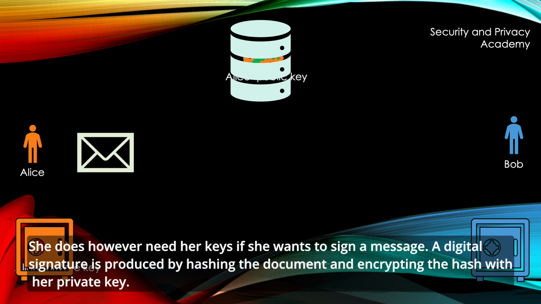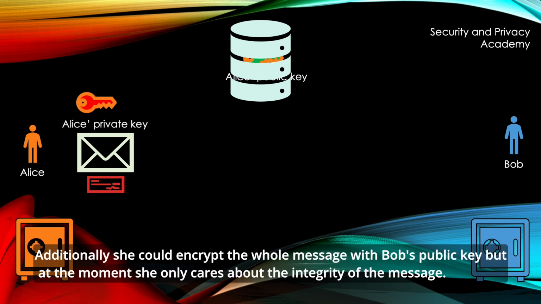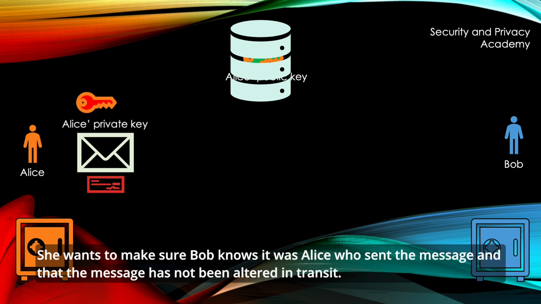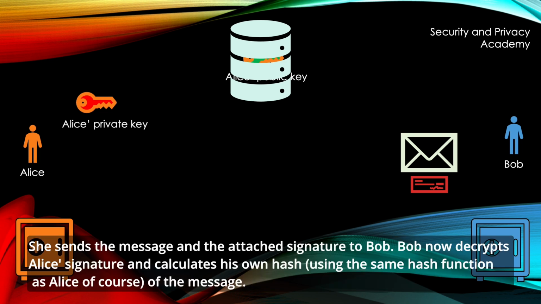She does, however, need her keys if she wants to sign a message. A digital signature is produced by hashing the document and encrypting the hash with her private key. Additionally, she could encrypt the whole message with Bob's public key, but at the moment she only cares about the integrity of the message. She wants to make sure Bob knows it was Alice who sent the message and that the message has not been altered in transit. She sends the message and the attached signature to Bob.